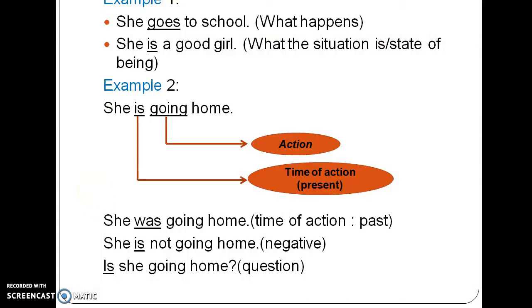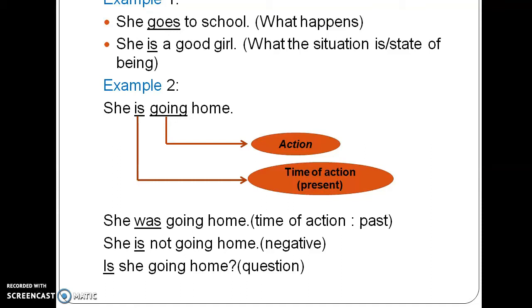Look at the following example. In example number 1, you can see she goes to school. Now tell me, which is the verb here? Yes, you are right. The underlined word goes is the verb. And what is the role played by goes in this sentence? It tells you what happens. What is the action done by the subject she?